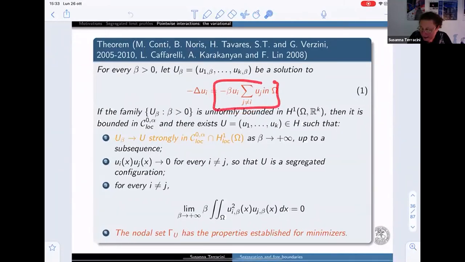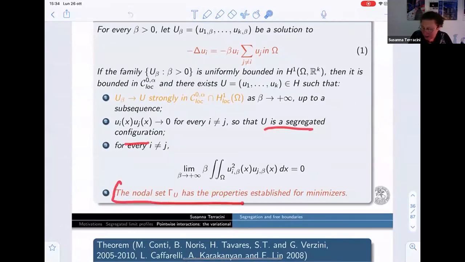Now we are taking the same problem as before with quadratic interactions, and we have exactly the very same statement as before. There are bounds in C0 alpha for every alpha between 0 and 1. There is, up to subsequences, strong convergence. The limit is a segregated configuration, and its nodal set has all the properties established for minimizers.